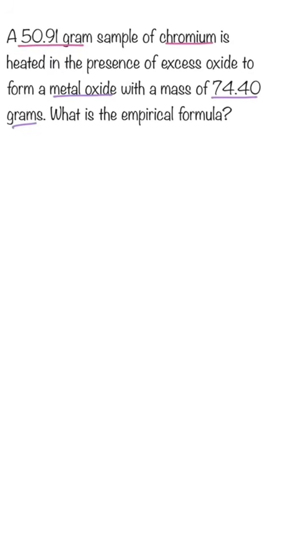A 50.91 gram sample of chromium is heated in the presence of excess oxide to form a metal oxide with a mass of 74.4 grams. What is the empirical formula?